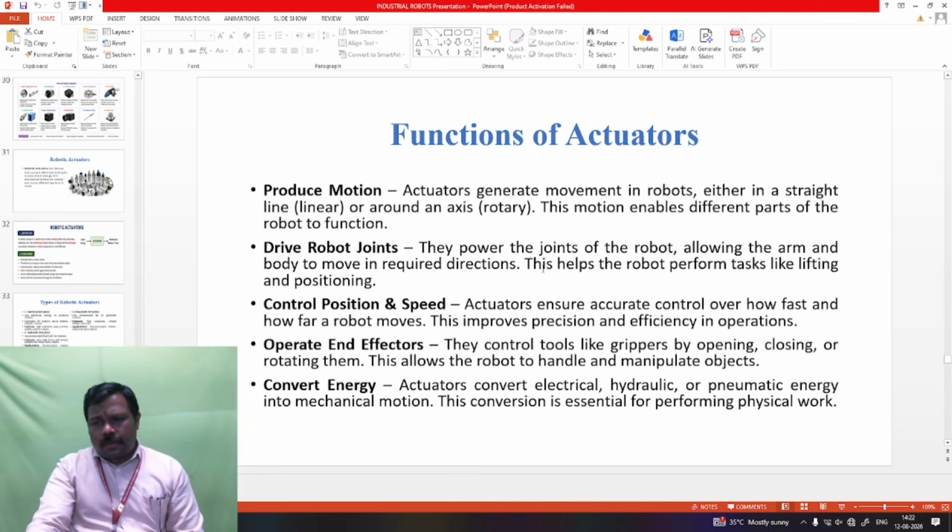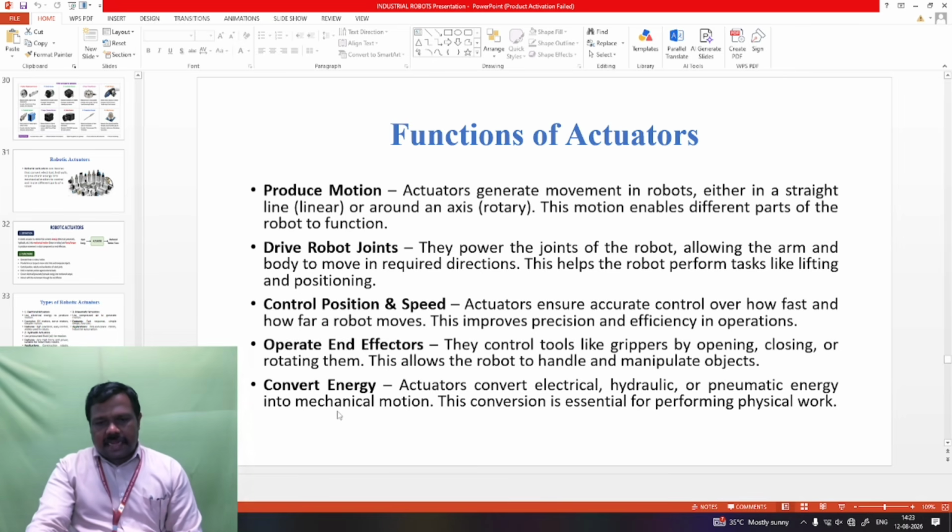This helps the robot perform tasks like lifting and positioning. Control position and speed: actuators ensure accurate control over how fast and how far a robot moves. This improves precision and efficiency in operation. Operate end effector: they control tools like grippers by opening, closing or rotating them. This allows the robot to handle and manipulate objects.